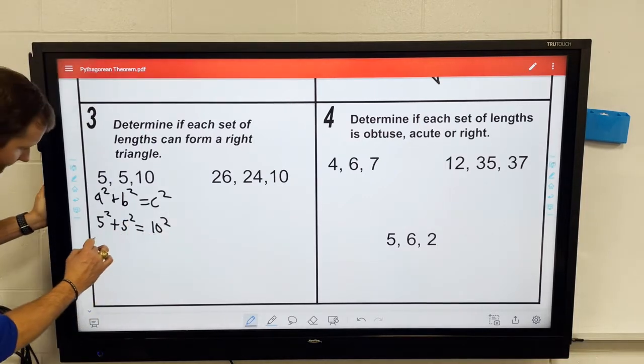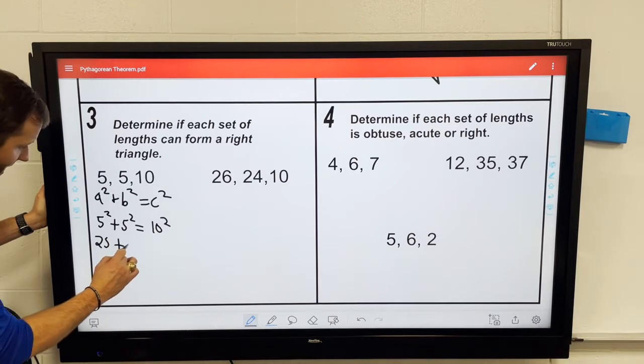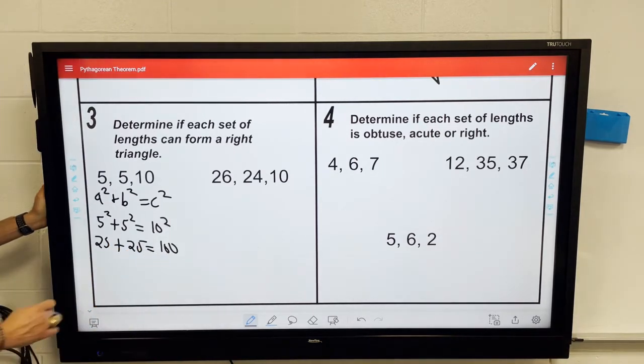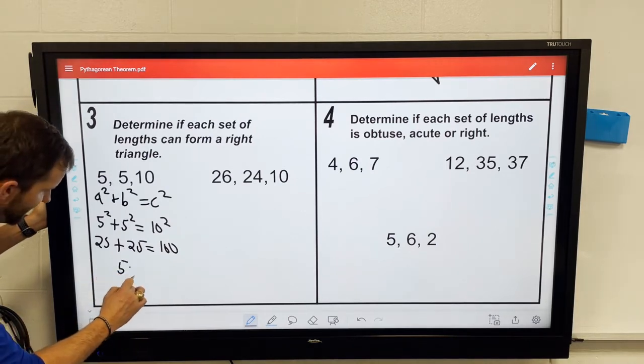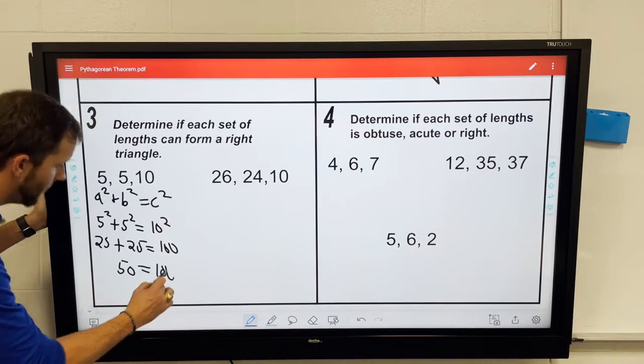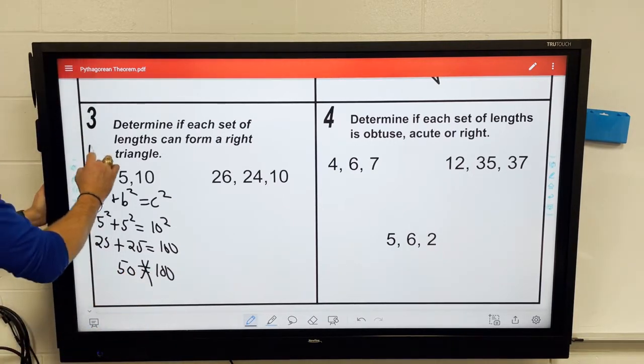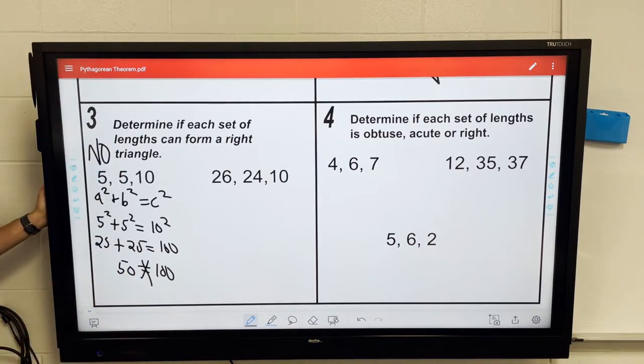So 5 times 5 is 25. 5 times 5 is 25. 10 times 10 is 100. 25 and 25 is going to give me 50. And does that equal 100? It does not. So that means this is a no. It is not a right triangle. Okay? Let's go ahead and check out my next one.